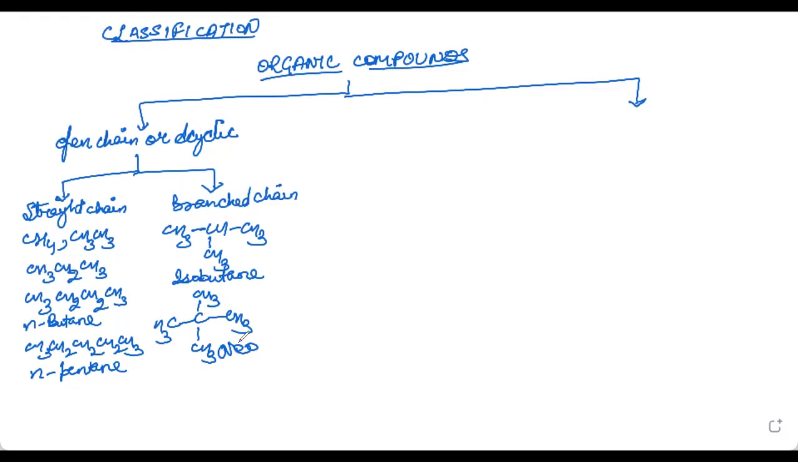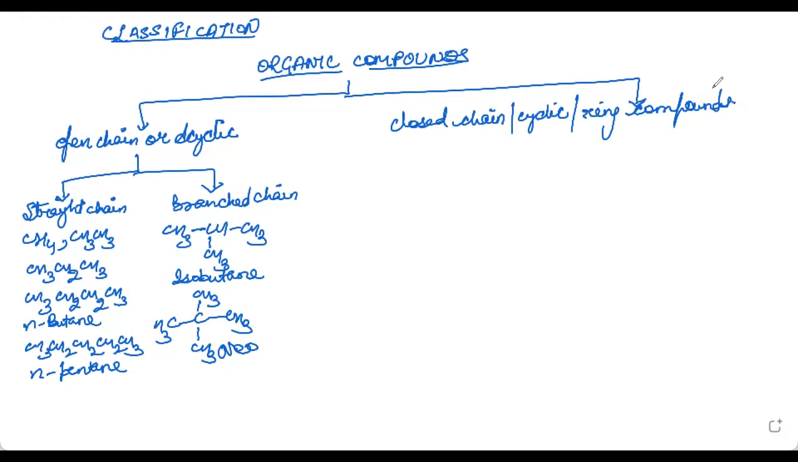So after 3 carbons, there can be branching. Up to when we have only 3 carbons in the chain, there cannot be any kind of branching, right? So this is the classification of open chain or acyclic organic compounds. Then the second type is closed chain or cyclic or ring compounds.